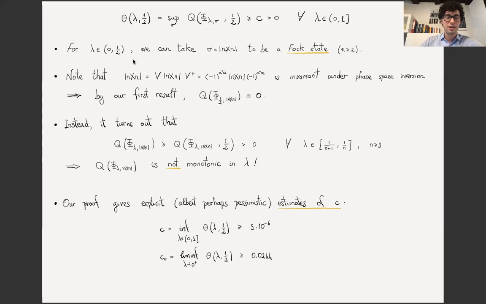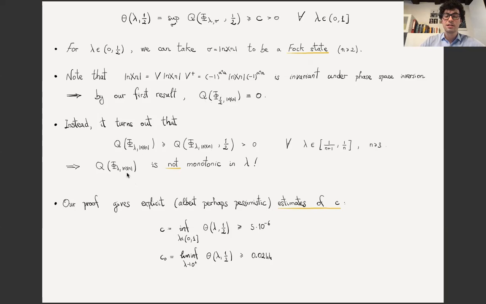Another important consequence is that this state, as I said before, is invariant under phase space inversion. You remember this good old phase space inversion, which is -1 to the total photon number. It's invariant because this state picks up just a phase. So when you take the cat bra, this vanishes. And that means that the quantum capacity at the special point 1/2 vanishes. So you have this very peculiar feature: for lambda sufficiently small, the quantum capacity is positive and larger than a constant, but for lambda larger, 1/2, so you have better transmissivity, you get 0 quantum capacity. And that's really curious.